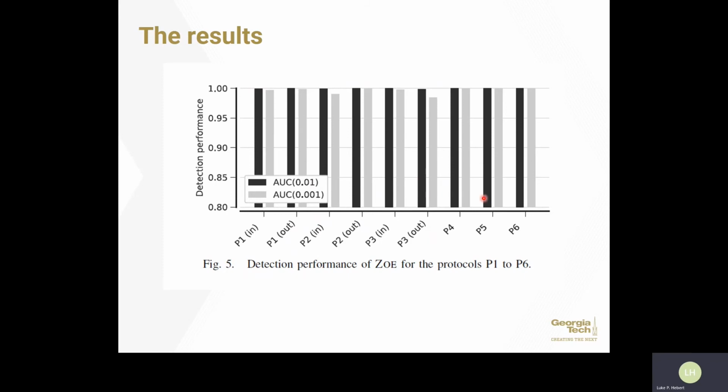However, if you look out to the far right of the graph for P4, P5, and P6, even when reducing or tightening that bound for false positives from 1% to 0.1% for P4, P5, and P6, ZOE still performed at 100% true positive detection for these 3 protocols. So that's pretty encouraging, and across the board, the researchers were rightfully satisfied with these detection results from ZOE.